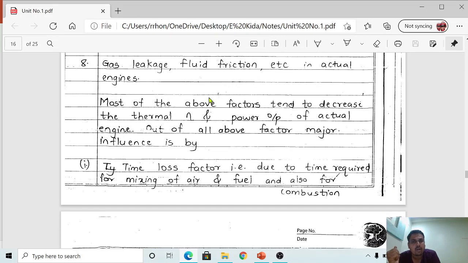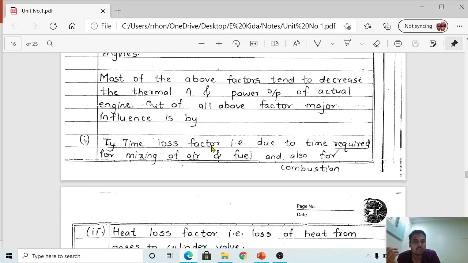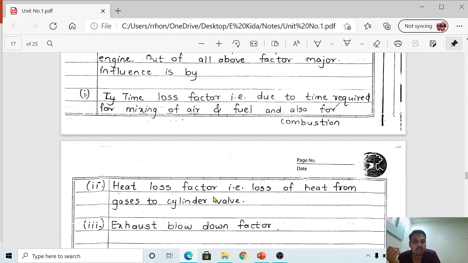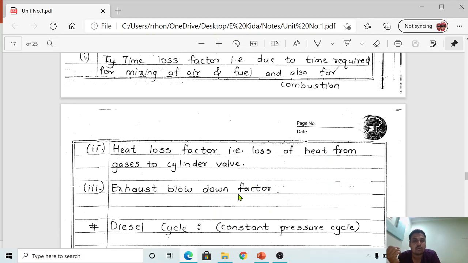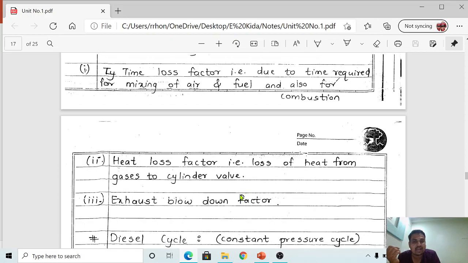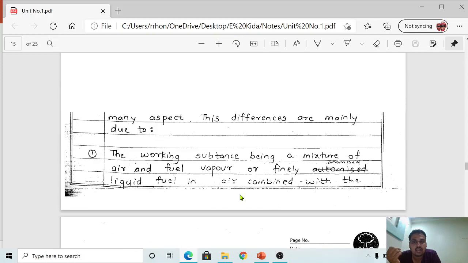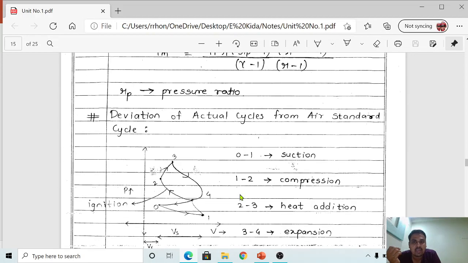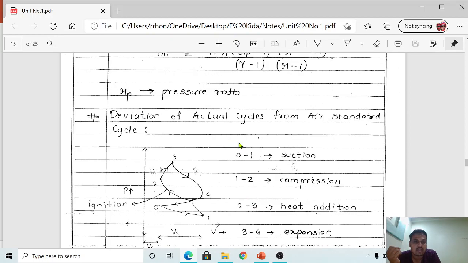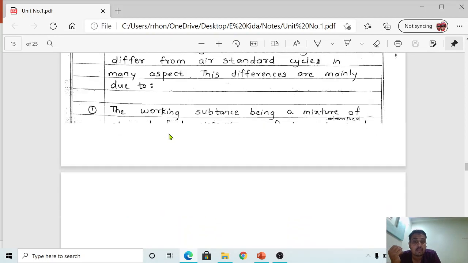Now, out of all the above factors, which tend to decrease the thermal efficiency as well as the power output of the actual engine, along with this there is the time loss factor due to the time required for mixing of air and fuel, the second one, the heat loss factor, that is loss of heat from the gas to the cylinder wall, and the third one, the exhaust blowdown loss factor. Because of all these reasons, the ideal Otto cycle is never the same as the actual cycle. There should always be some deviation.